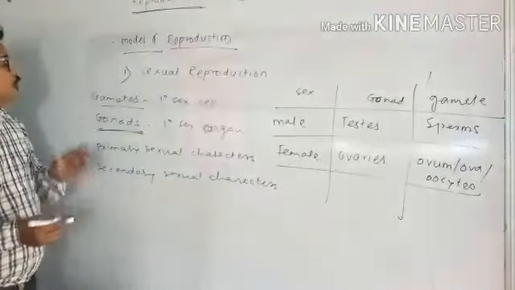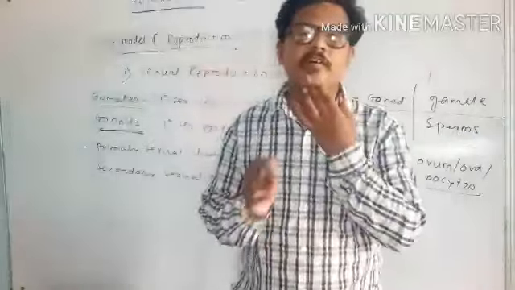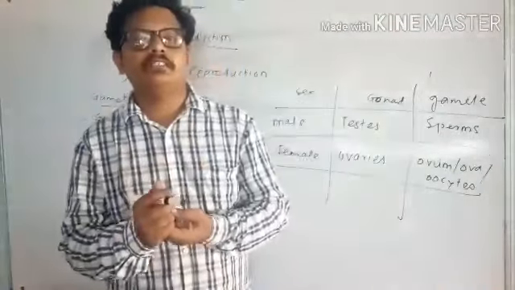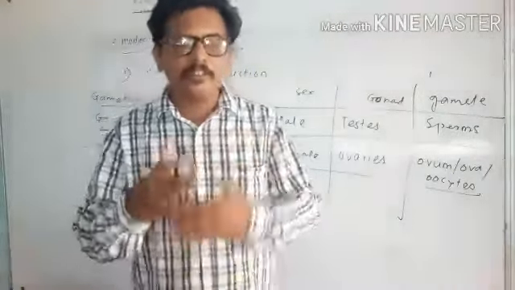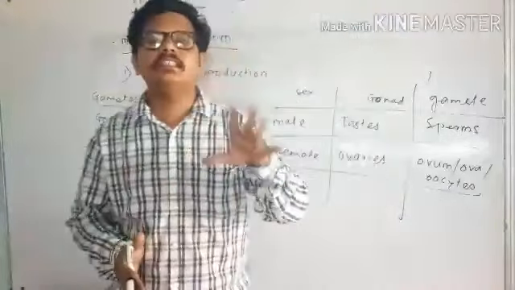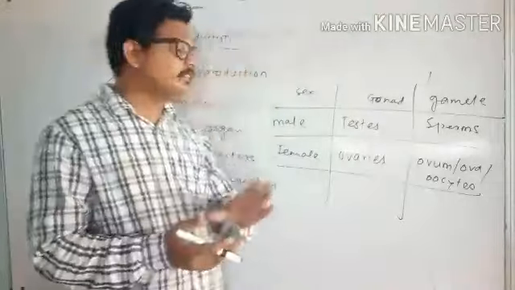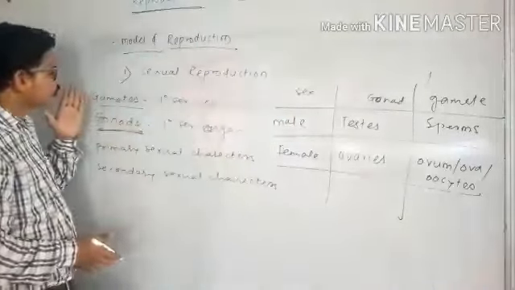So gonads are primary sex organs which are concerned with the formation of the gametes. The process of formation of gametes is called gametogenesis. This gametogenesis takes place in the primary sex organs, the gonads. Gametogenesis happens inside the gonads.